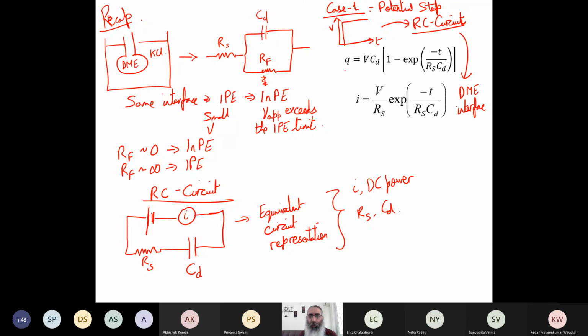So we said that the final result we got is either q equal to V CD into 1 minus exponential of minus t by RS CD, or the current in the circuit is going to be V by RS exponential of minus t by RS CD.